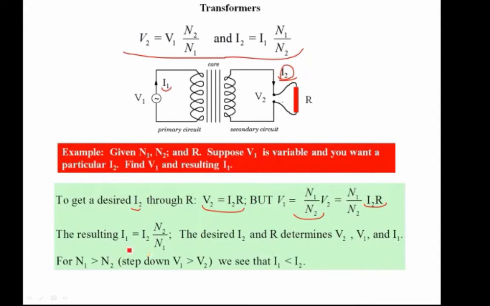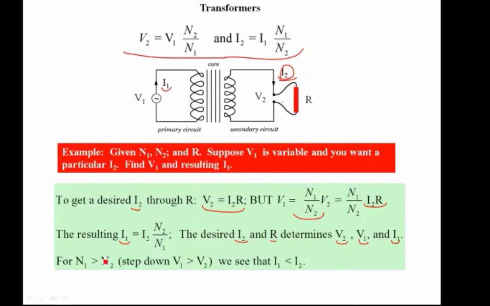But how about I1? Well, remember that I1 is related to I2. The ratio of N2 to N1 determines that connection. If we have an I2 in R, that determines V2, V1, and I1. So we've got the I1 that we wanted to determine. We have V1 up here, so we have the solution to this particular problem. But we didn't say which was bigger. It could be either way.